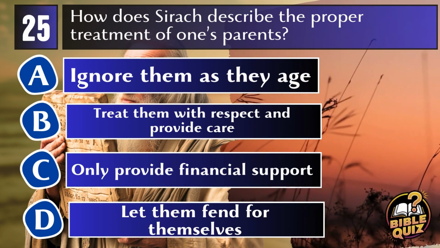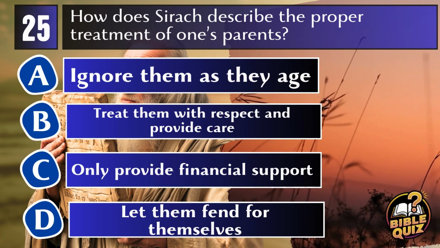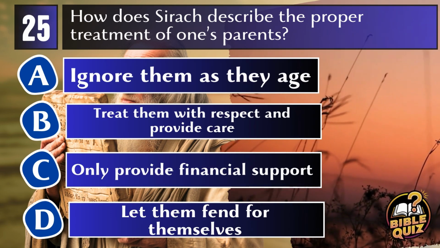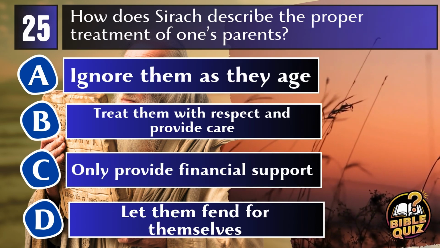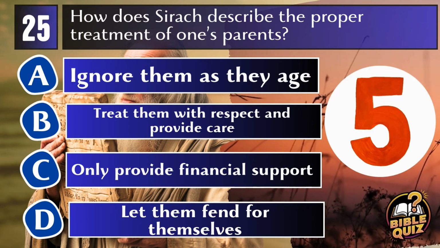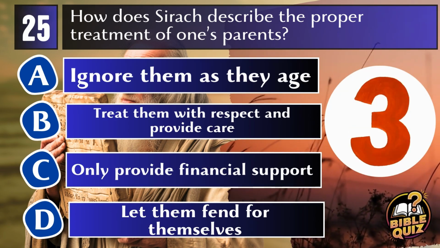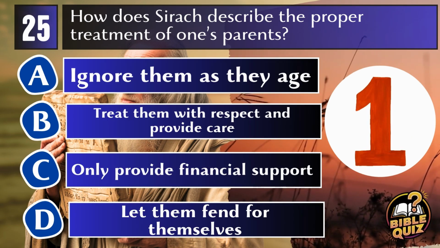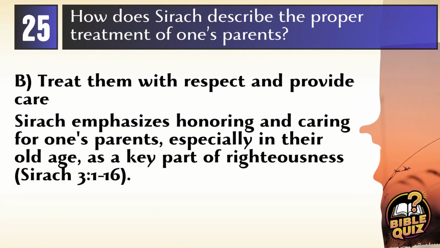A. Ignore them as they age. B. Treat them with respect and provide care. C. Only provide financial support. D. Let them fend for themselves. Answer: B. Treat them with respect and provide care.